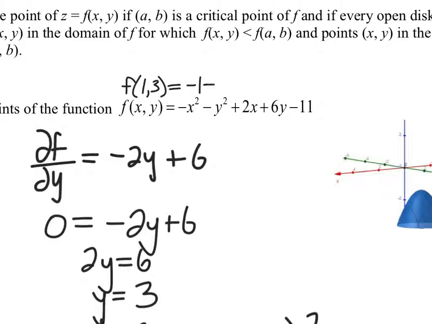Negative 1 minus 9 plus 2 plus 18 minus 11. So negative 1? No, that's not right, is it? 7, 9, 0. Is it? Is it? It's negative. Oh, look at that.